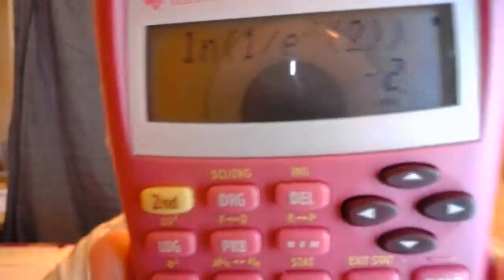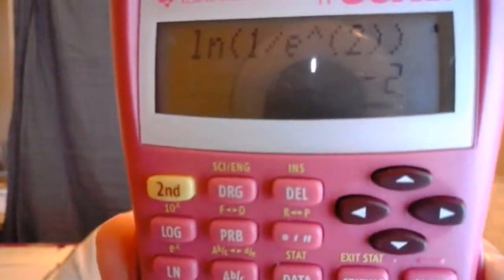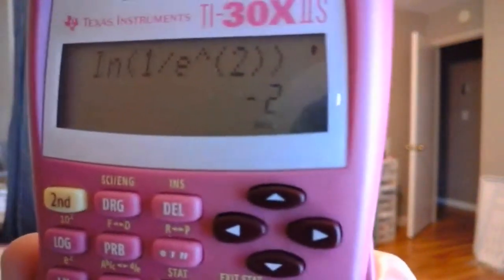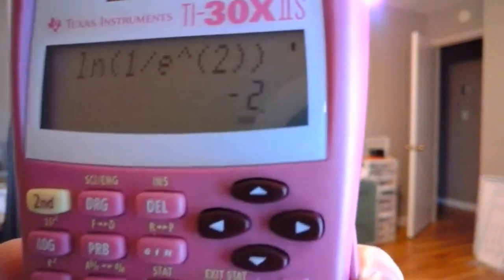And that one comes out as negative 2. And that should come out as negative 2, and I'll show you why. That one does come out as a whole number, but that's how you do that on a calculator. So you're going to want to make sure you know how to use your calculator.